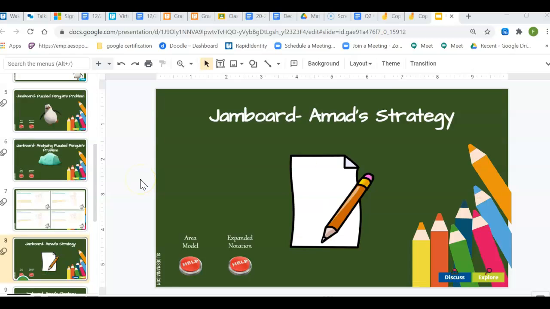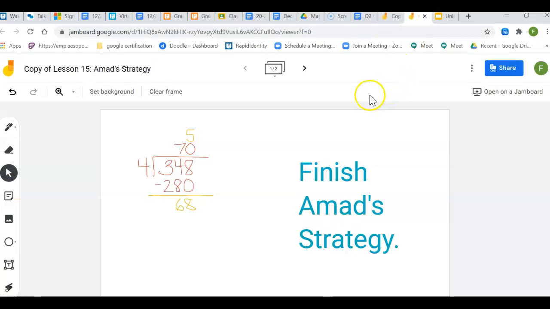So we're going to take a closer look at Ahmad's strategy, and that's going to take me back to the Jamboards. We're going to look at Ahmad's strategy, and there's only one on here, finishing Ahmad's strategy. So let's take just a couple of minutes. I want you to finish out Ahmad's strategy. Pause the video and finish out his strategy, and we'll come back and take a look at it.